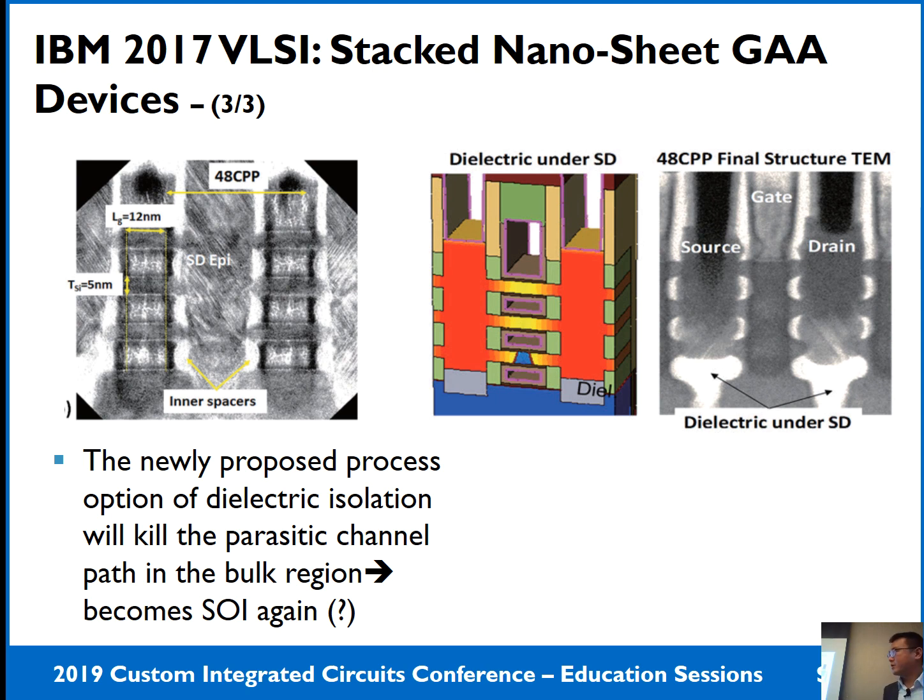But in order to totally kill this parasitic channel, this paper proposed a dielectric isolation. It means that your source drain will be stopped at this region, so there will be no electrical connection between these two. But with this dielectric isolation, there will be no parasitic buck diode in this process option.